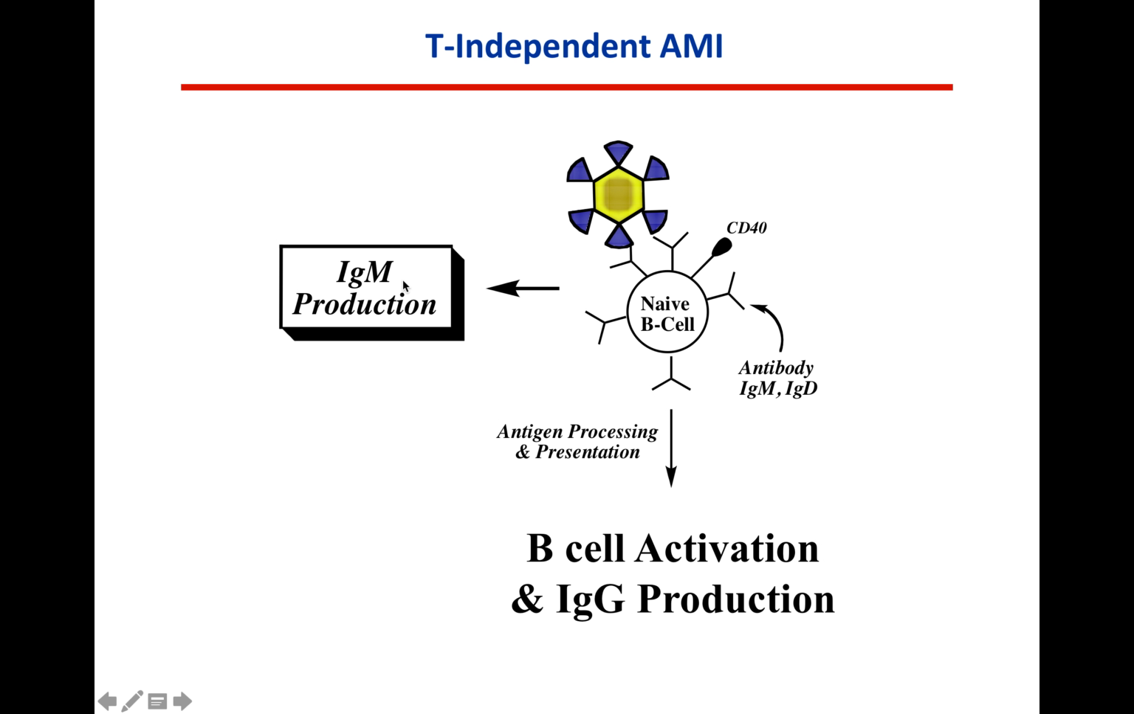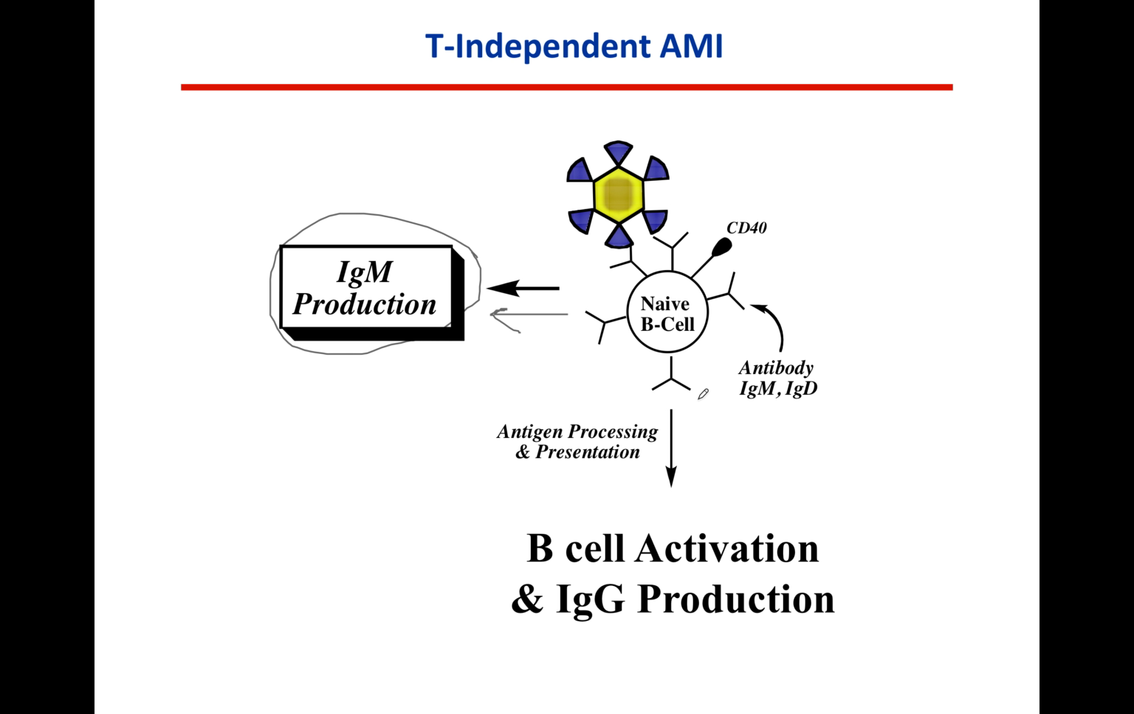So if we look at this, say from a virus, if we have a non-enveloped virus which has repeating subunits all around its capsid, you can see if you have a naive B cell, it can bind to those and oligomerize the antibody on the surface of a B cell. This initiates IgM production. So you'll get some strong IgM production from the B cell.